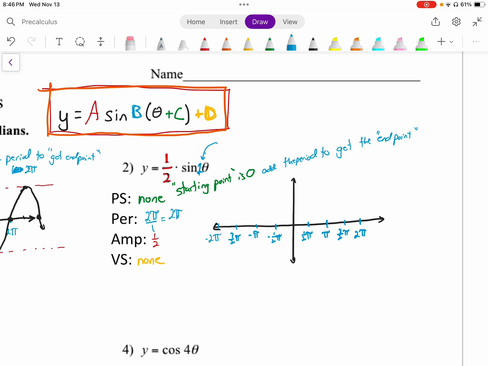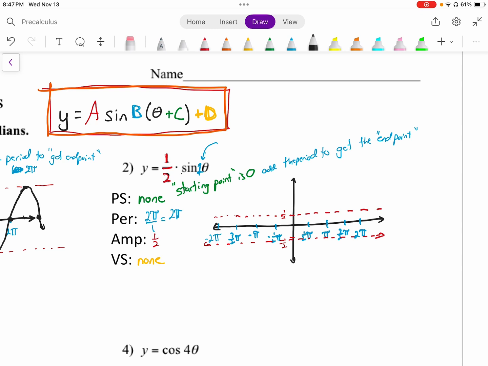All right, so we have the period in there. We have our starting point and our ending point. We have an amplitude of 1/2, which means we're going to come up to 1/2 and down to -1/2. Now we could put this anywhere we want. We can choose where they go on the y-axis. I'm making them pretty close to the x-axis, so we see that this is definitely a smaller amplitude. There is no vertical shift, so we don't have to worry about that.